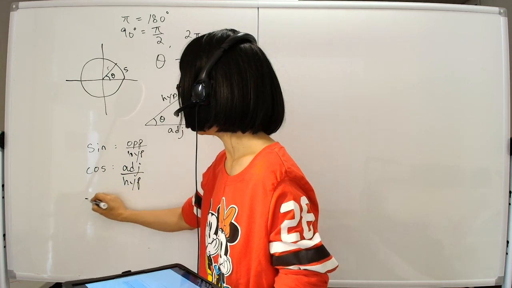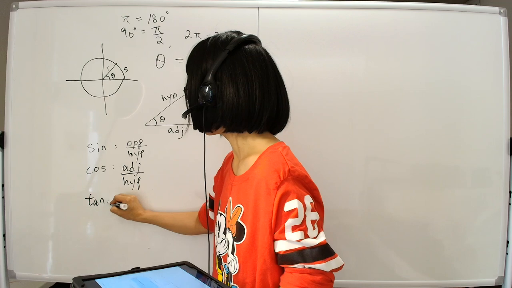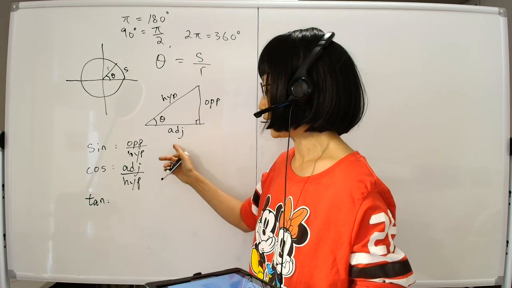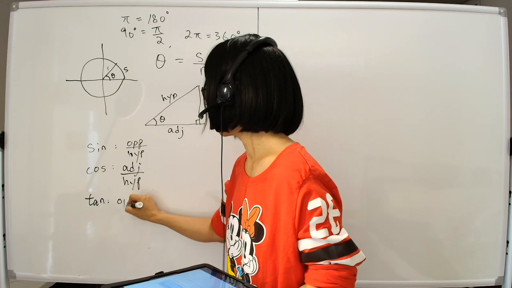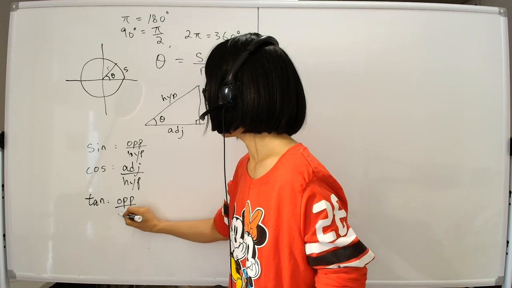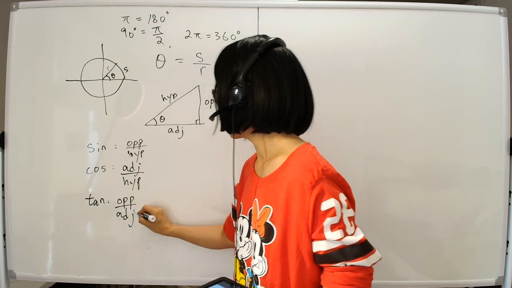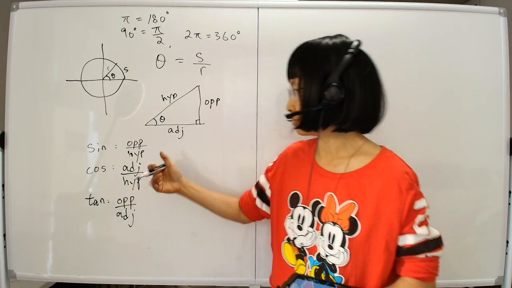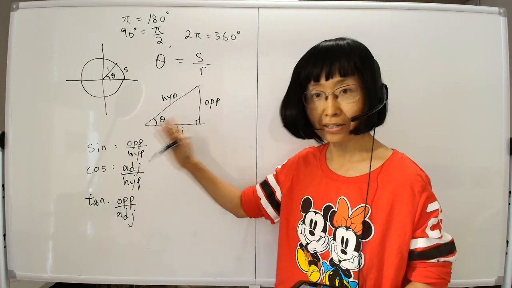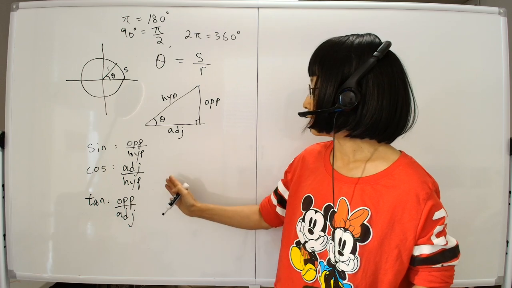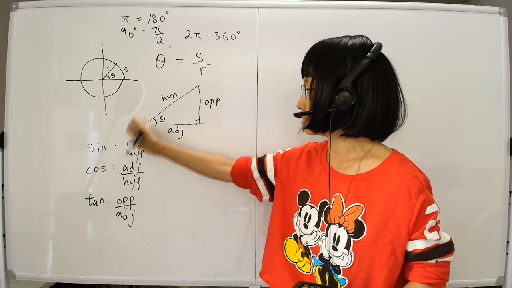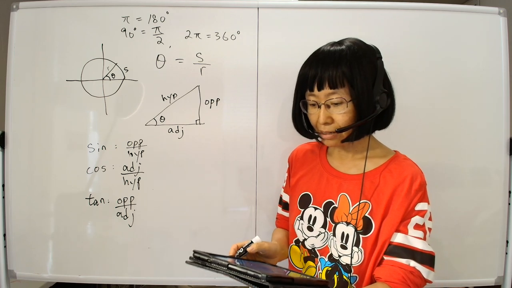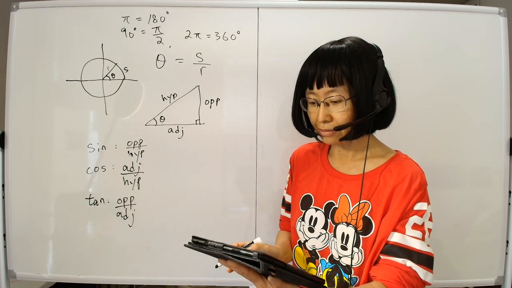And then tangent is opposite over adjacent. Now this is very important for you to memorize. If you've forgotten about it, you hurry and memorize that now. And now that you've memorized this, there are three other things.